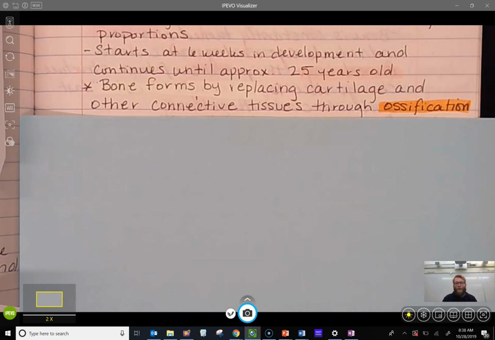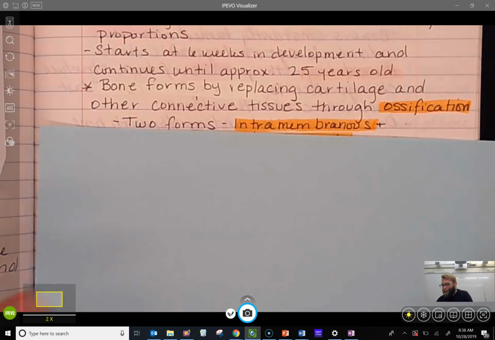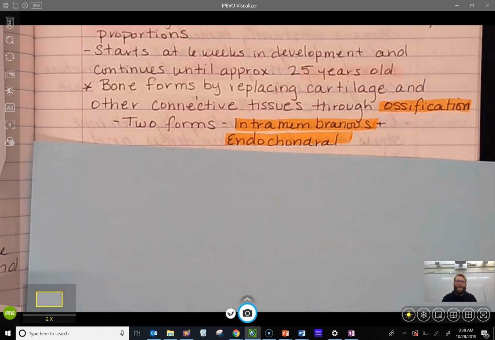Okay, so bone forms by replacing cartilage and other connective tissue through the process known as ossification. So again, ossi refers to bone, ification means the process of changing into bone. Okay, so there are two different ways in which that can happen: intramembranous ossification and endochondral ossification. Intramembranous happens when you have a membrane that starts to solidify. This is like what happens inside of your skull, where you have layers of membranous and rich connective tissue.